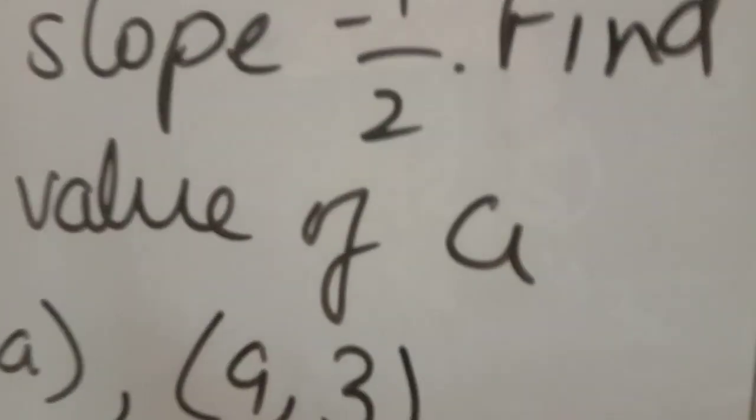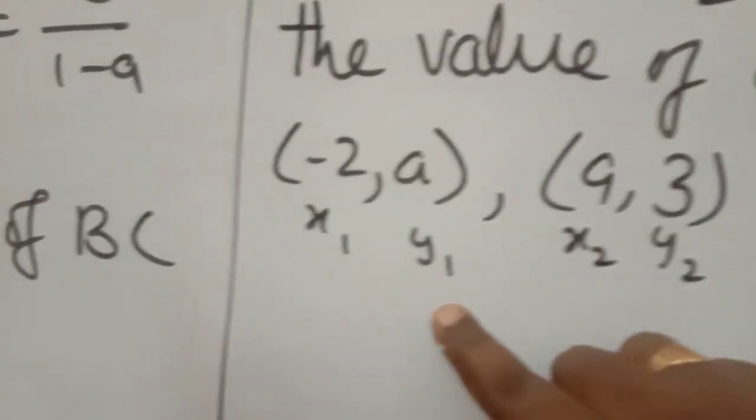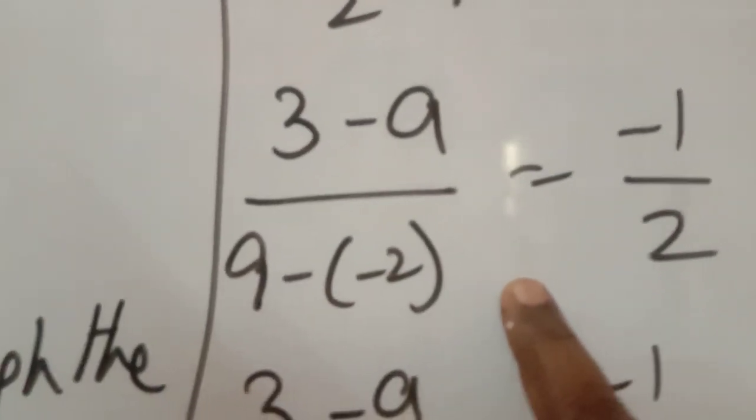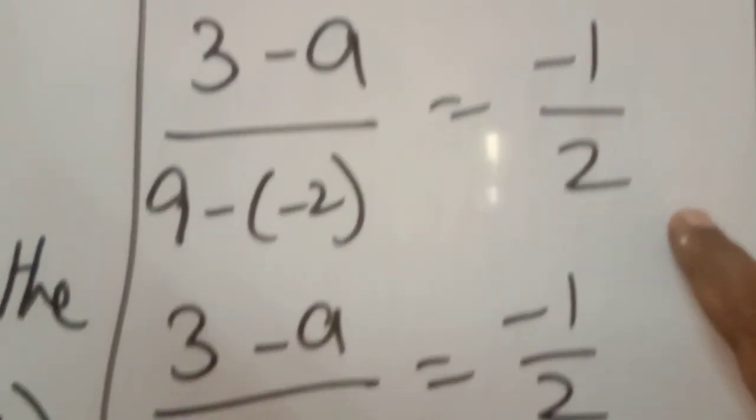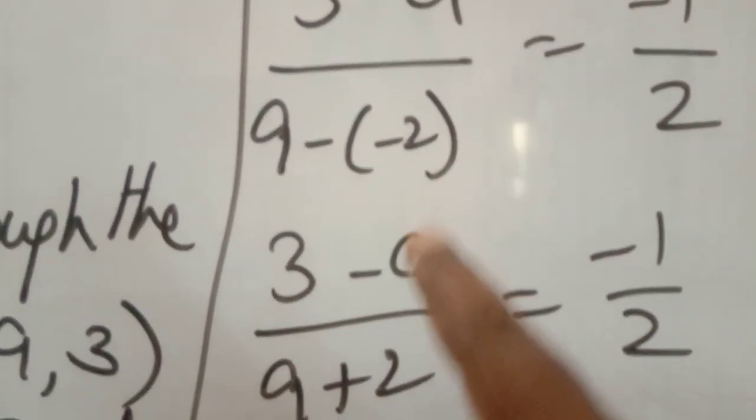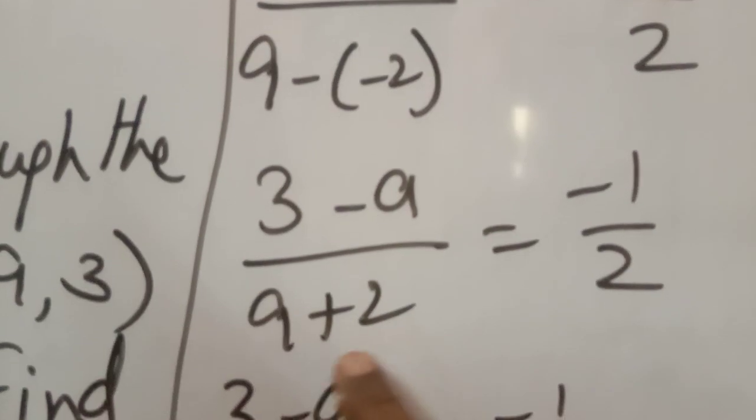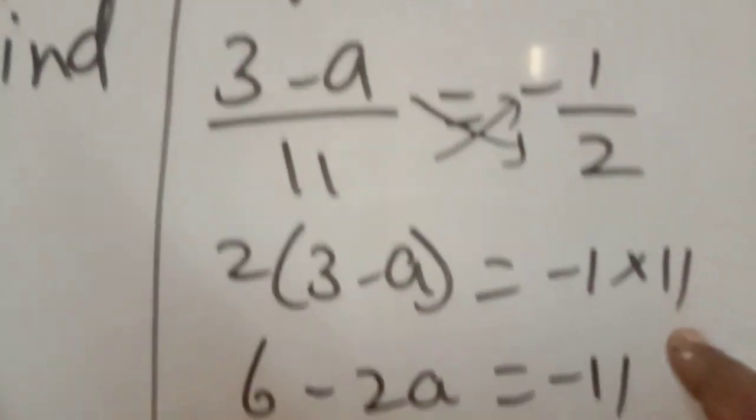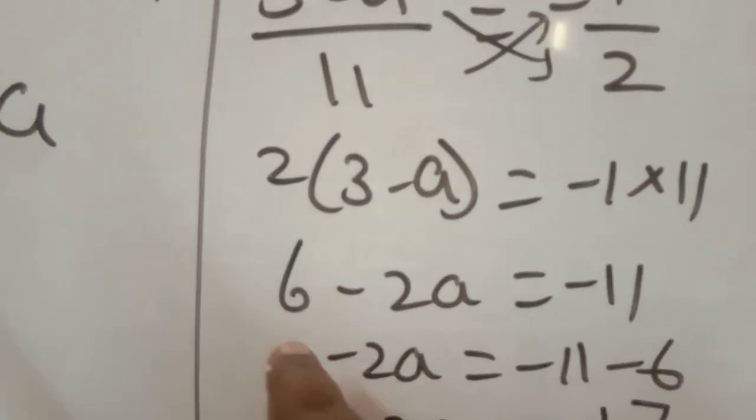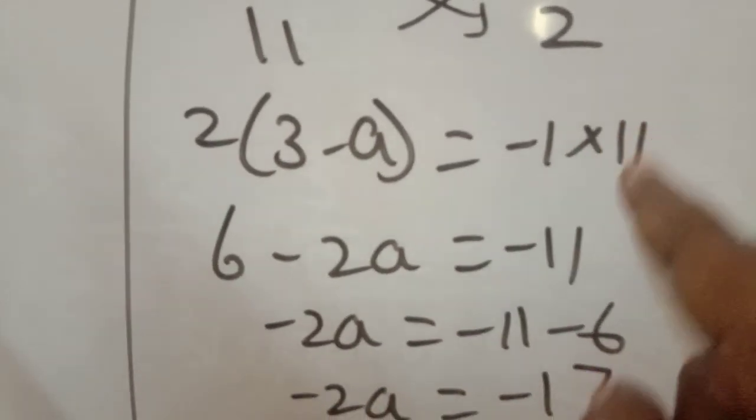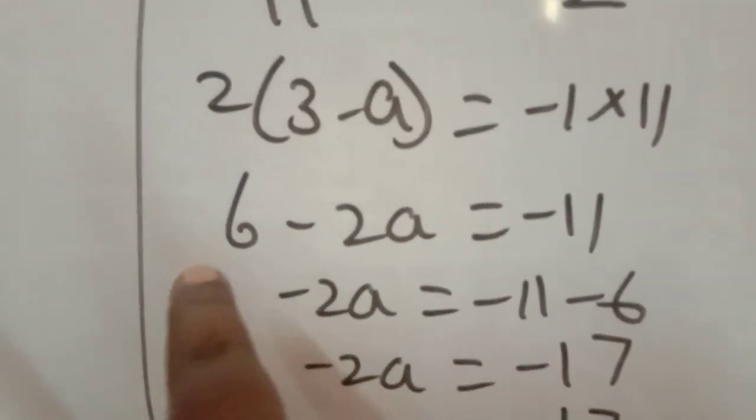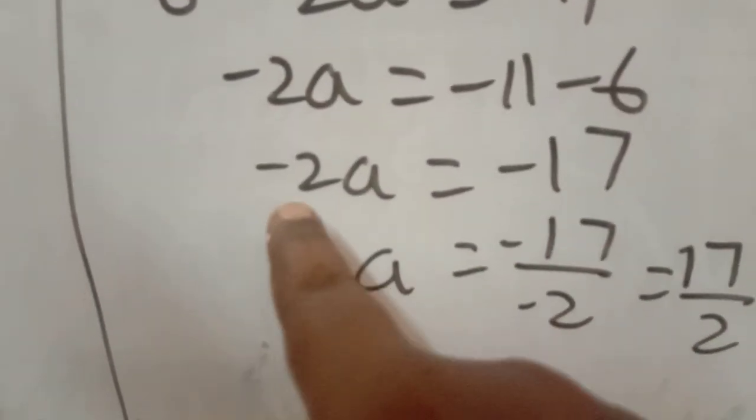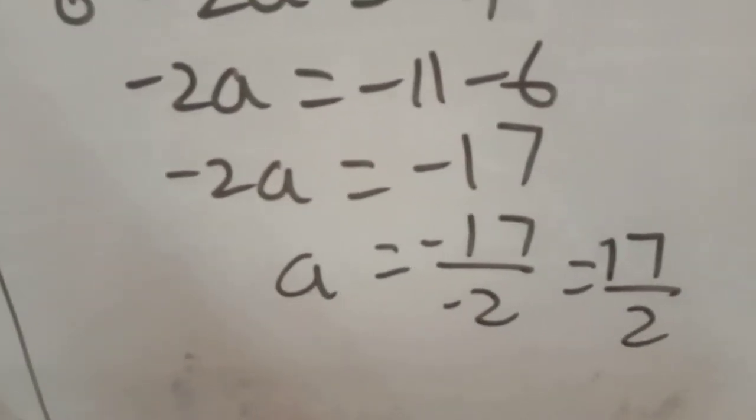So what is y2 minus y1? 3 minus A by 9 minus of minus 2 is equal to minus 1 by 2. So 3 minus A, 9 minus into minus, plus 2, that is 11. Now again cross multiply. 2 into 3 minus A is equal to minus 1 into 11. So multiply 2 inside the bracket. 2 3s are 6. 2 into minus A, minus 2A, is equal to minus 11. 6 will come this side as minus 6. So minus 17. So A is equal to minus 17 by minus 2. It is plus 17 by 2.